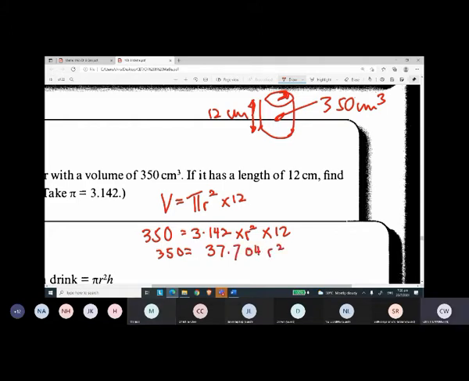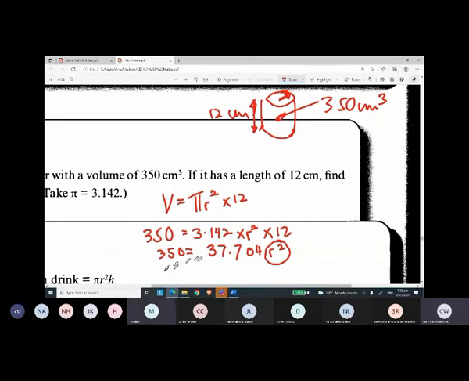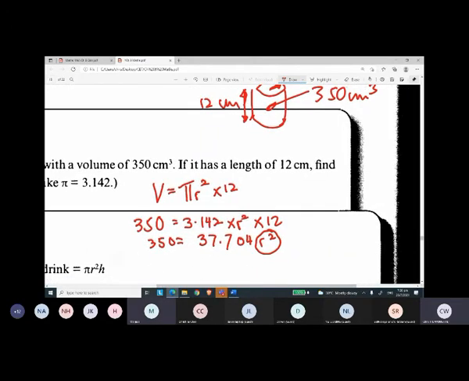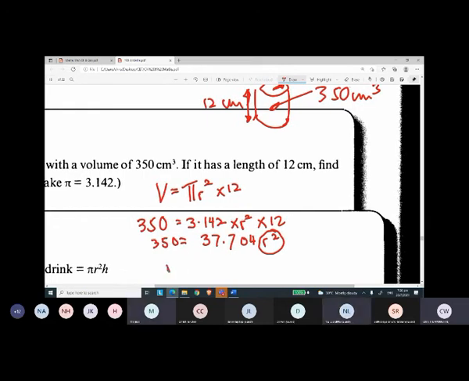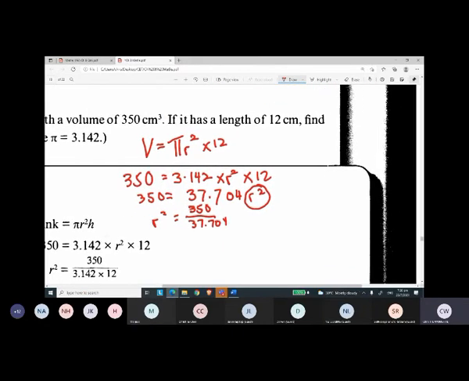Now, in this case, because what you want is r, it's not r square, bring the 37.704 to the other side first. So what do you have? If I bring it over there, r square equals to what? Equals to 350 divided by 37.704, right? What is the answer for that, please?